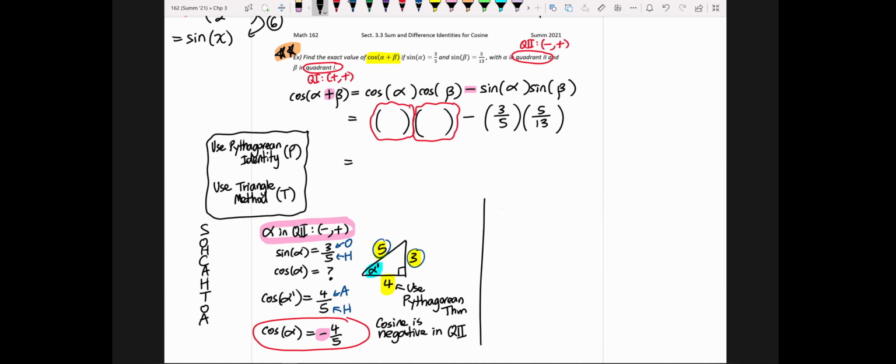Okay, let's try the triangle method again. Beta this time is in quad 1. Quad 1 is our favorite because we know that everything is positive in quad 1. So that saves us some work. We're given sine of beta is 5/13. So sine is defined as opposite over hypotenuse. Now we want to find cosine.